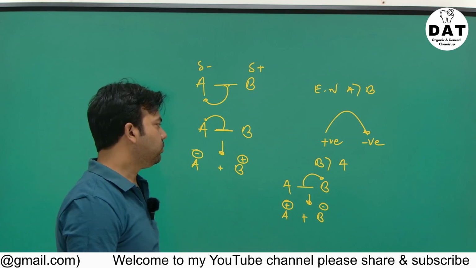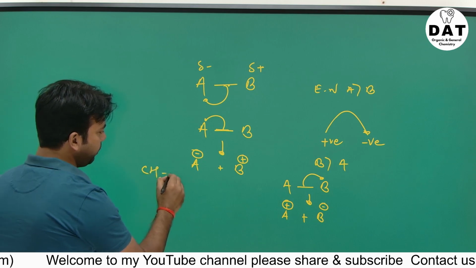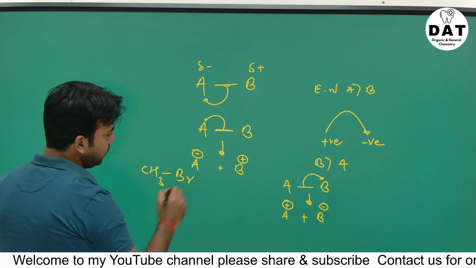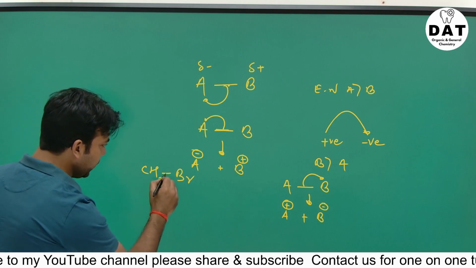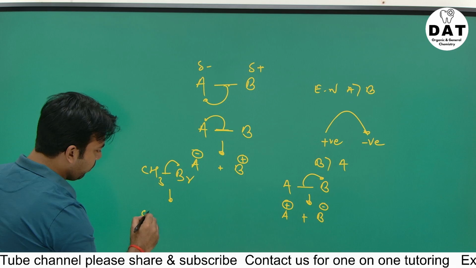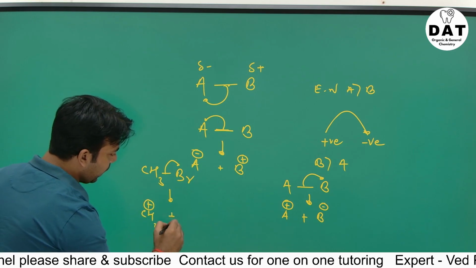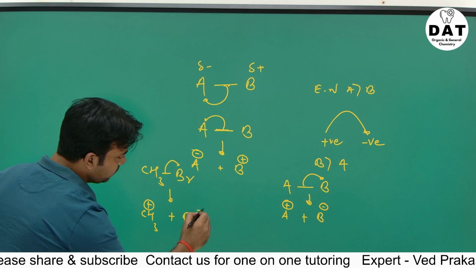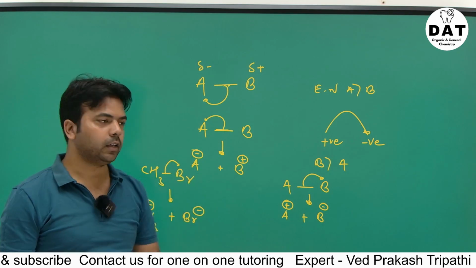Clear? If you look at this CH3 bromine bond and we have to break this carbon bromine linkage, then we know that bromine is more electronegative than carbon, so it will break towards this. So as a result of it, it will form CH3 plus and Br minus. Clear? So first of all, this is bond breaking. Clear?